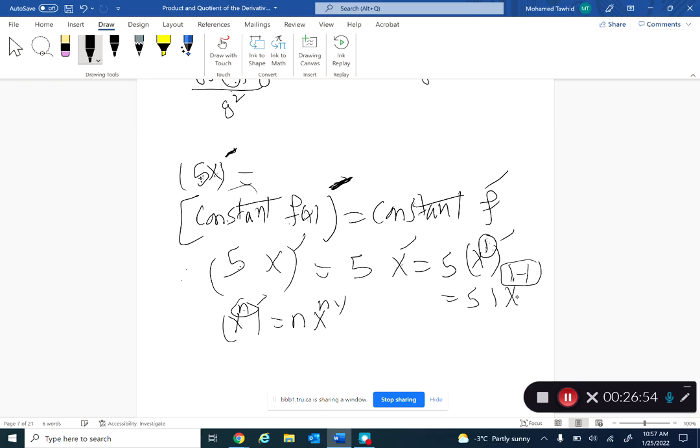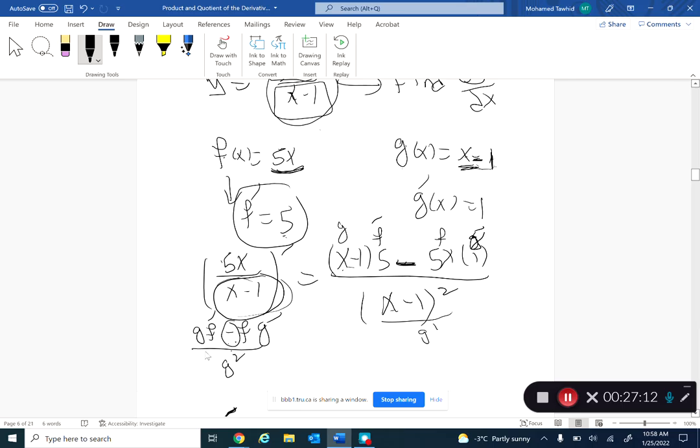So you have 5, right? And here x to the power 0. What is x to the power 0? Anything to the power 0 is 1. So that is the reason you get 5. The derivative of 5x, applying this rule, you get just 5. Then I go back here: the derivative of 5x equals 5.